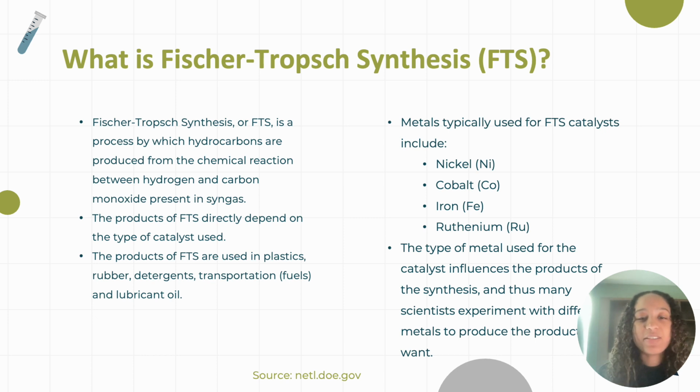The products of FTS directly depend on the type of catalyst used. The products of FTS are used in plastics, rubber, detergents, transportation fuels, and lubricant oil. And so metals typically used for FTS catalysts include nickel, cobalt, iron, and ruthenium. And the type of metal used, as I just said, dictates the products formed.